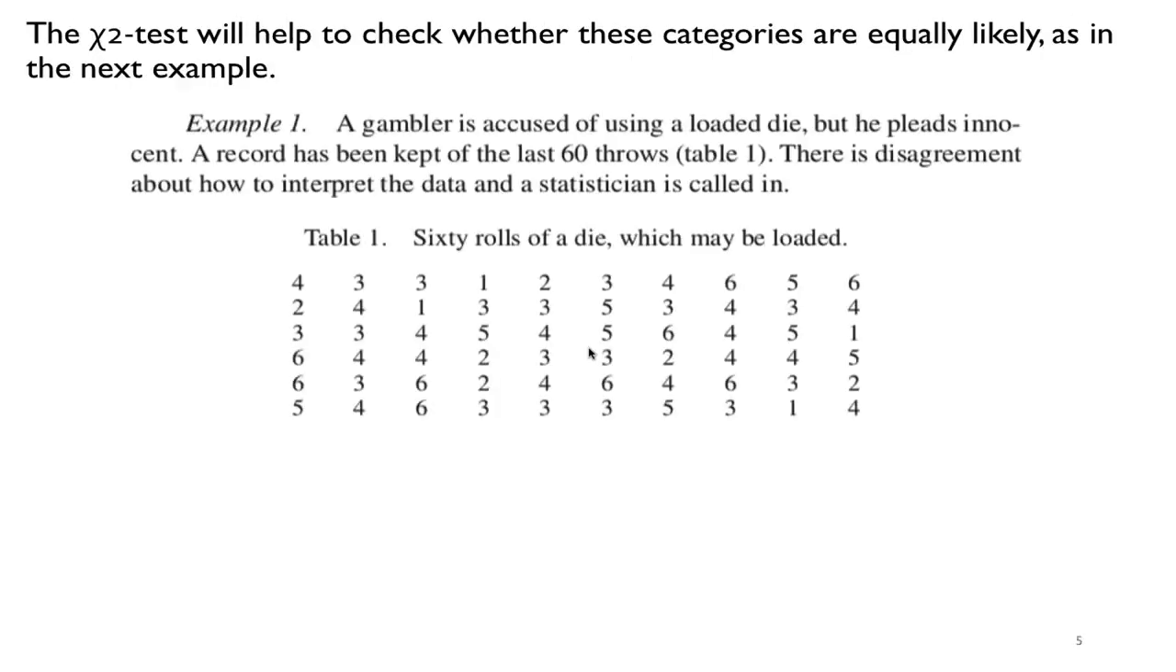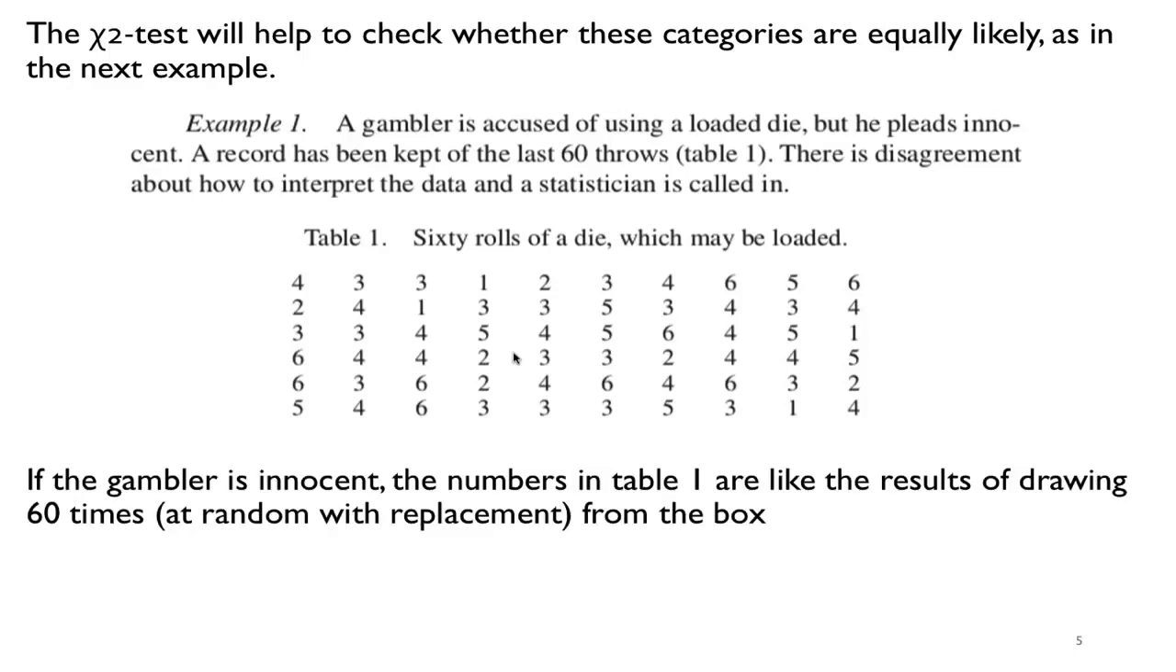Okay, so let's look at an example. Suppose you have a gambler who is accused of using a loaded die, and he pleads innocent, and we look at the record of the last 60 throws from this table. How do we interpret this data? How do we know whether the die is loaded based on that table of data? The Chi-Square test can help us do this.